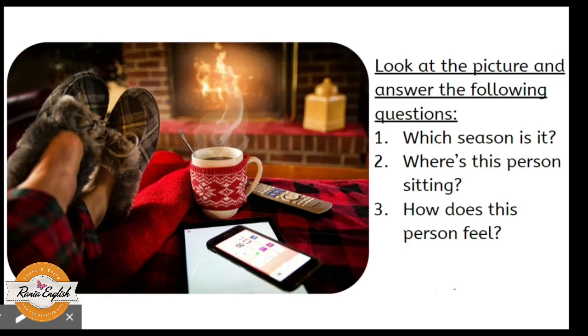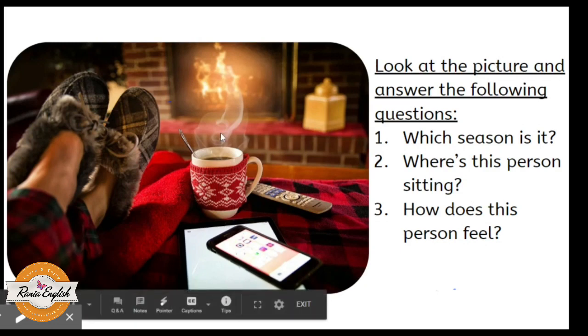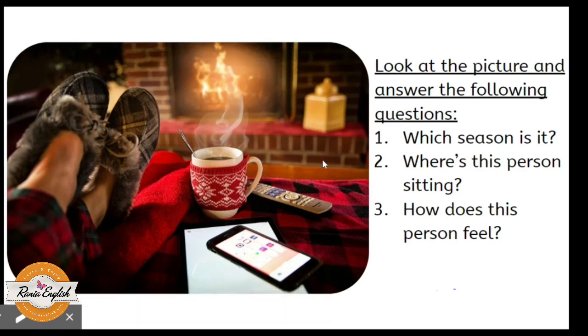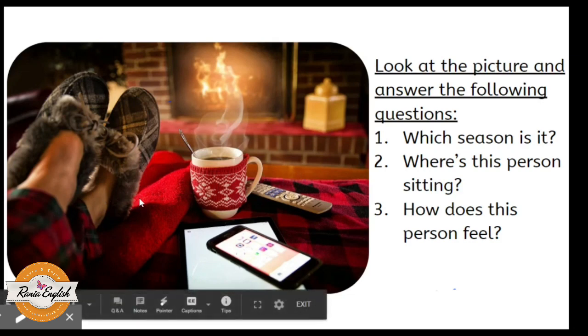This is not obvious in the picture, but this is something that we infer. This is what we do with the text. Where's this person sitting? So we can infer that this person is sitting in his or her house, probably comfortable on a couch or on the bed. These are things that we infer from the picture.